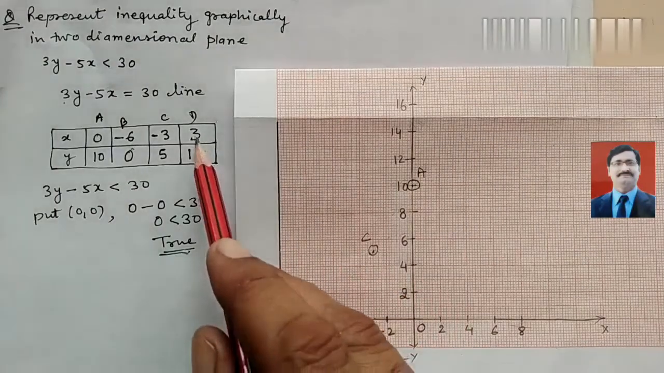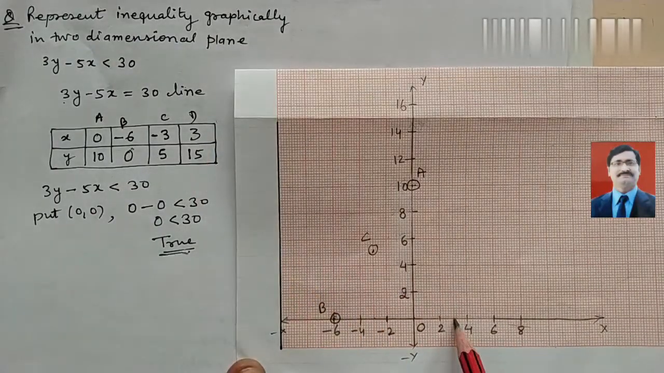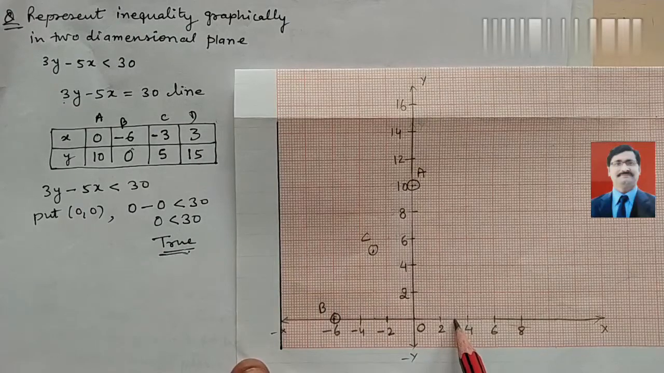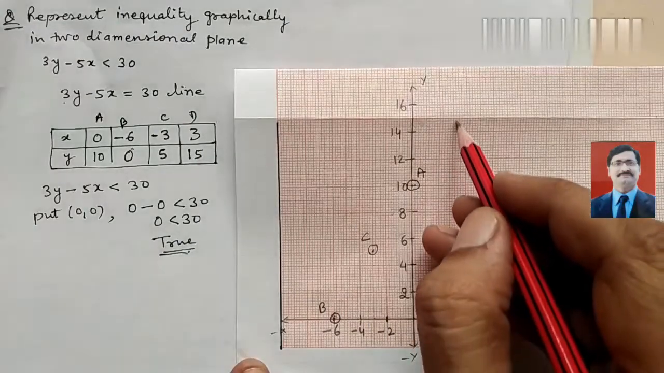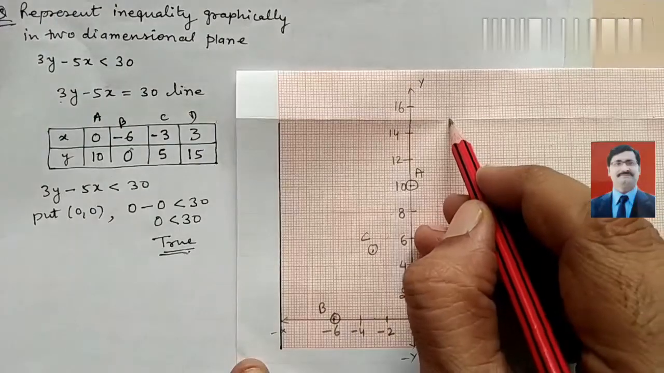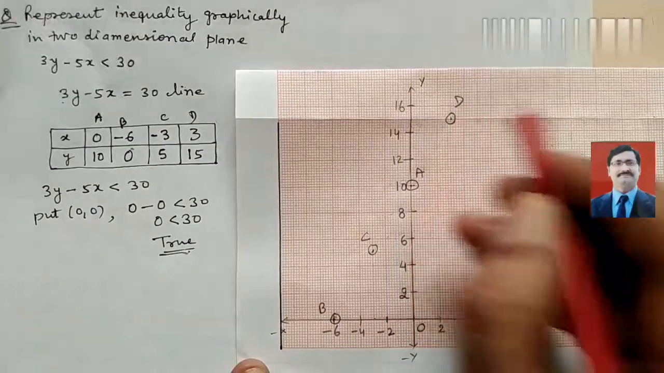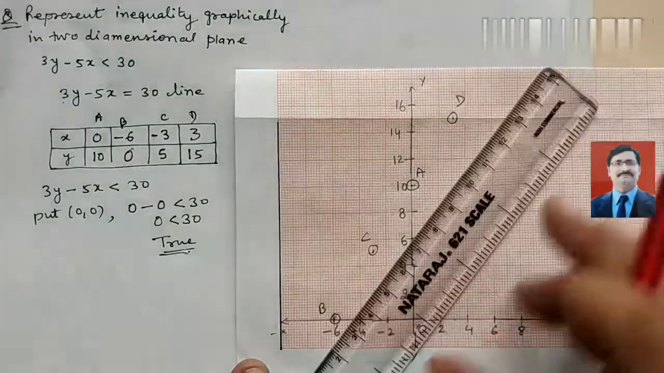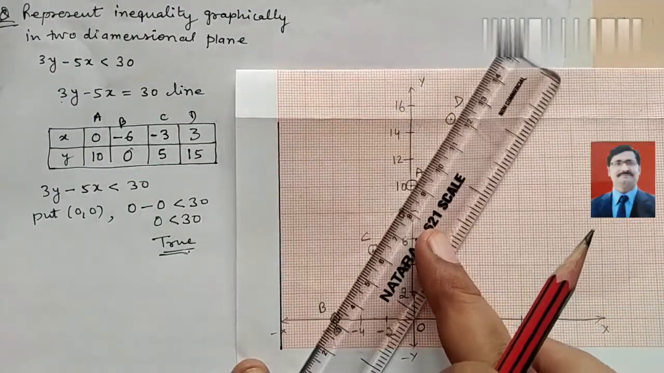And the D point is 3 and 15. This is x equal to 3 and y equal to 15. Y equal to 15 is here. Okay, so all these points we will join here with a scale. We will put a scale here.